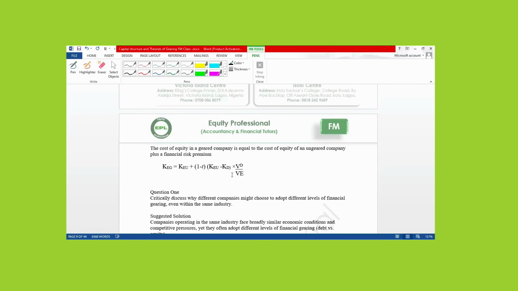Under this, we discuss financial gearing. Financial gearing is used to measure level of financial risk. We look at operating gearing. Operating gearing is used to measure level of business risk. We look at the factors affecting choice of capital structure. We now discuss the theories.